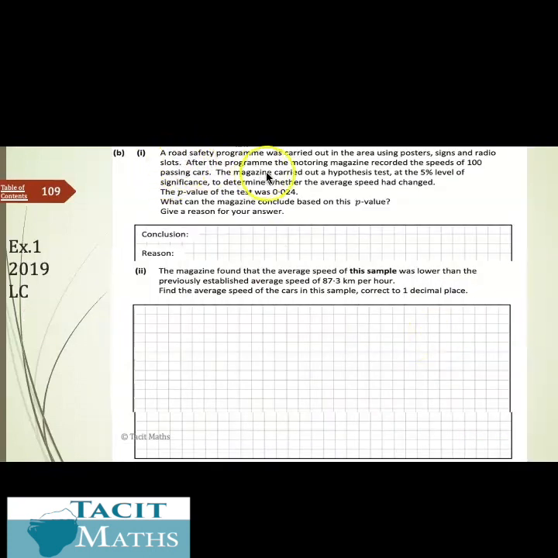Usually in questions, you're asked to calculate the p-value, right? And we all know how to do that at this stage, hopefully. But in this case, they say the p-value of the test was that, so they actually calculated the p-value for us. So what can the magazine conclude based on this p-value? Give a reason for your answer.